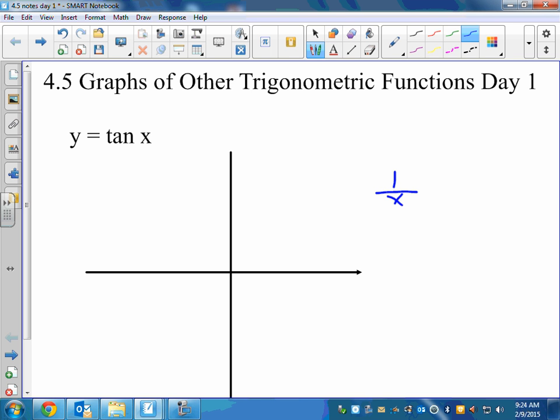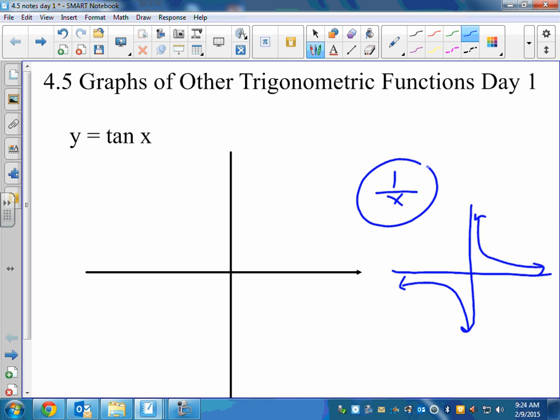What does this graph look like? It's a rational function. What's it look like? Come on, remember. Does it go like this, like this? Nope, that's not what they do. That's what it looks like. No, that's what this looks like. I'm not to tangent yet. I'm trying to get you there.